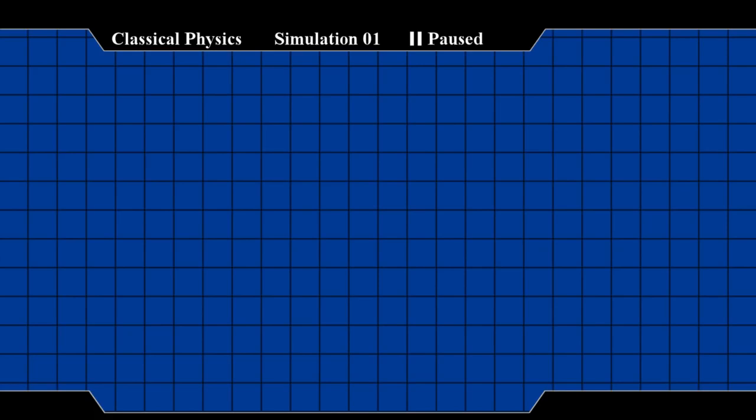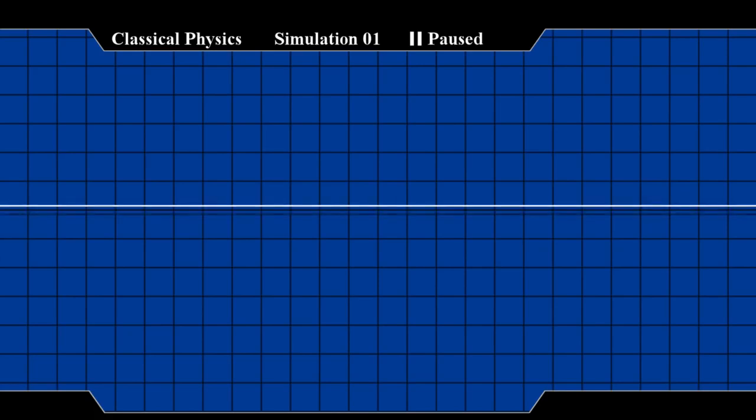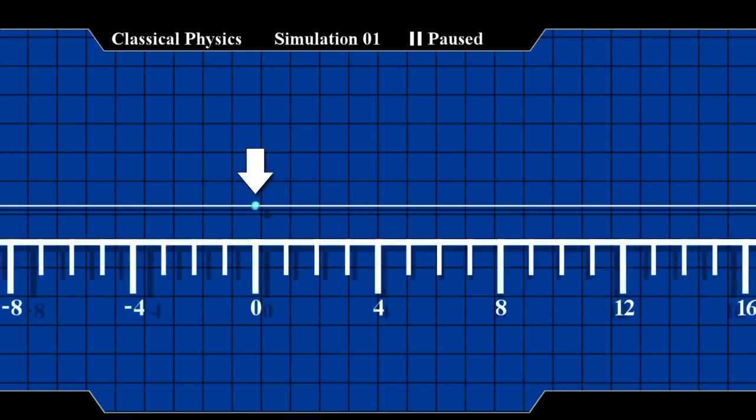For simplicity, we'll assume a one-dimensional space, so the particle can only move horizontally along this line, either left or right. Here's our particle. It's starting at position 0 and has an initial velocity of 4 units per second. Now we'll play the simulation.